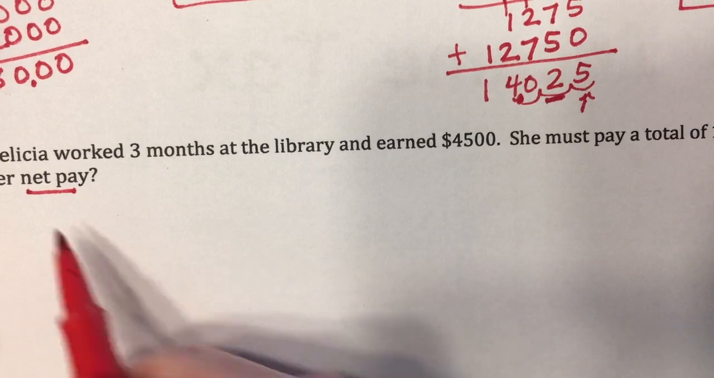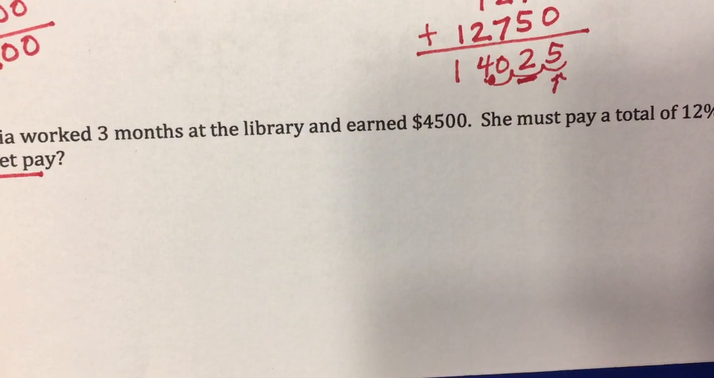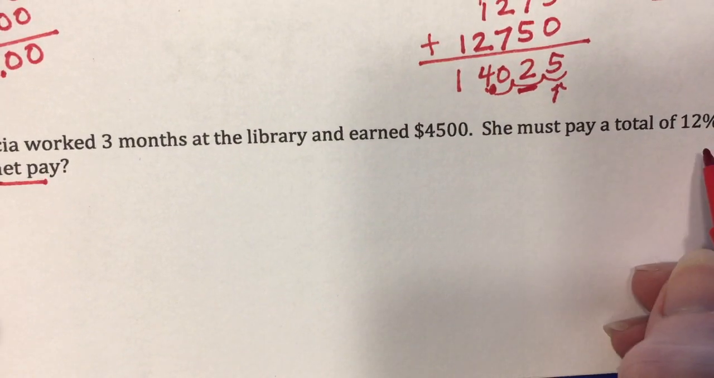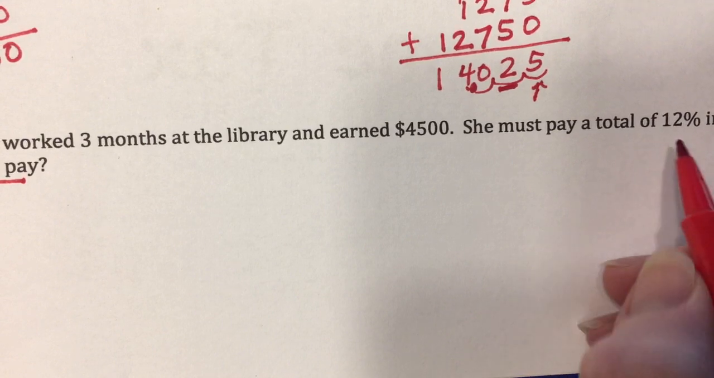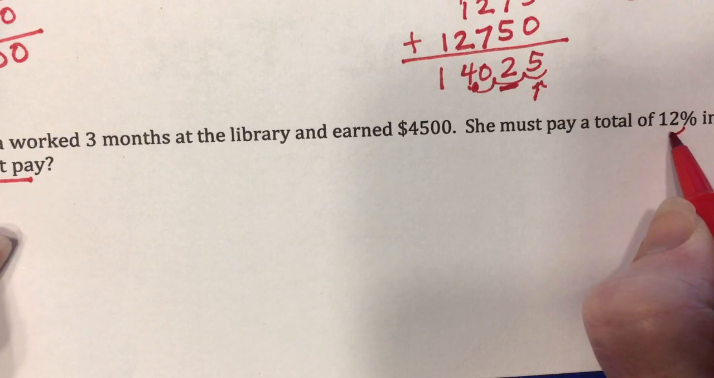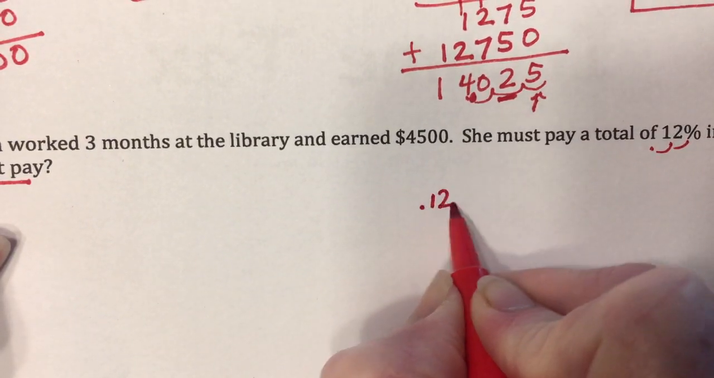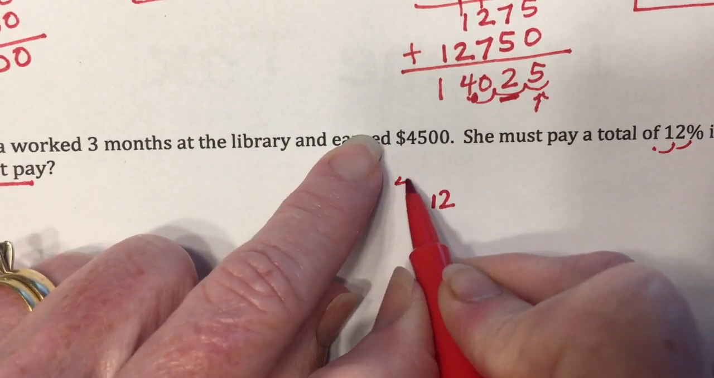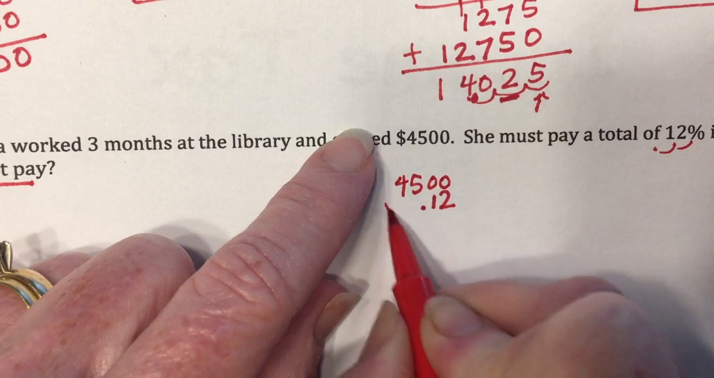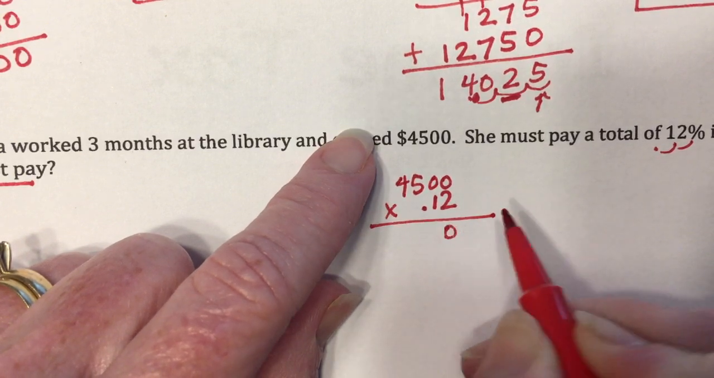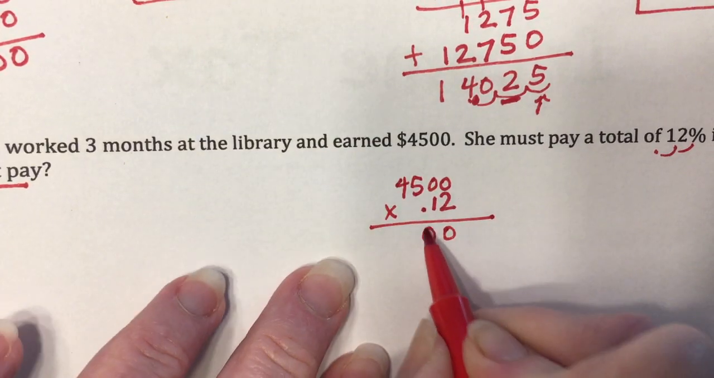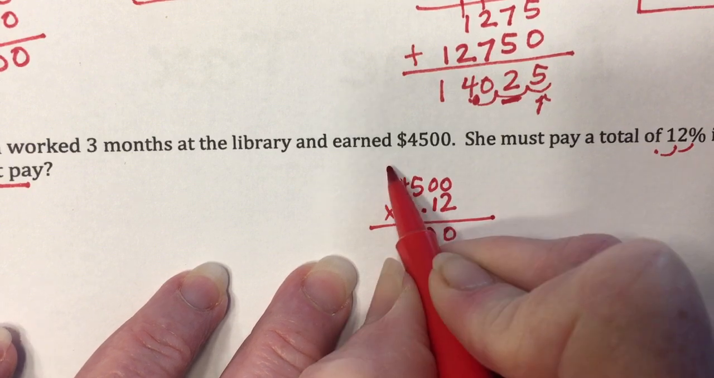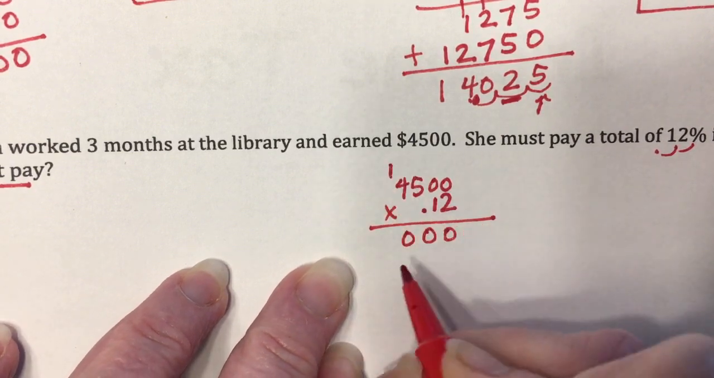All right, but before we can do that, we have to figure out how much her tax is. So we're going to change our percent to a decimal, so move it 2 places. That's going to be 0.12, and I'm going to multiply it times the income, whatever she made, 4,500. So 2 times 0 is 0, 2 times 0 is 0, 2 times 5 is 10, carry 1, 2 times 4 is 8, plus 1 is 9.